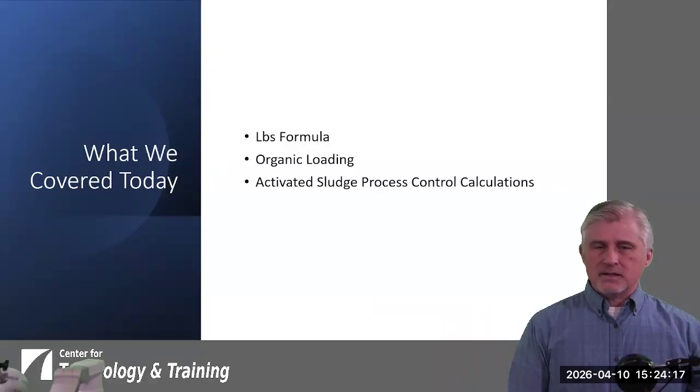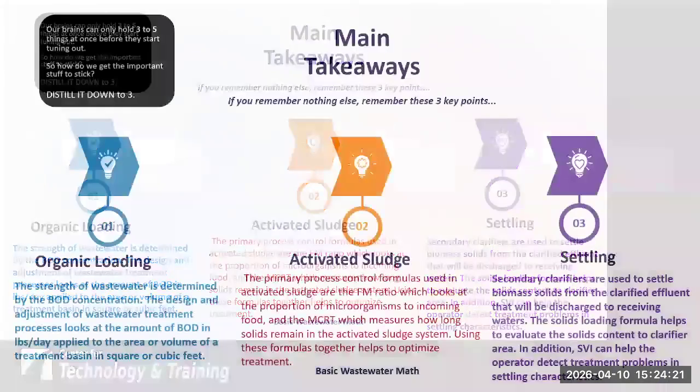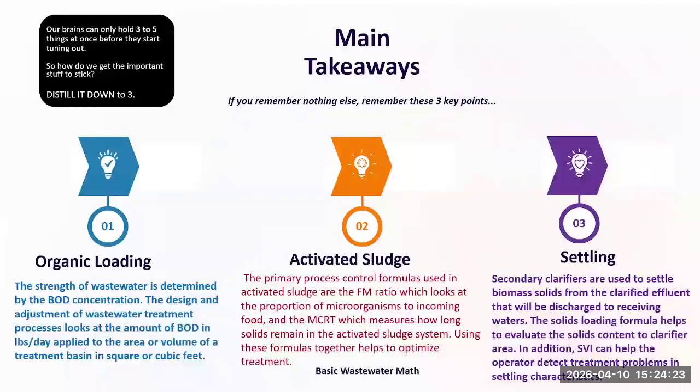And so our main takeaways from this, what's important. We can typically only remember 3 to 5 things that come away from a training such as this. And what would we like you to remember? The 3 things are organic loading, activated sludge, and settling. And so we hope that those stick with you.